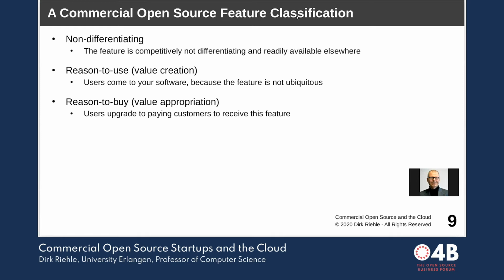To understand that challenge, I classify the features or the functionality of your software, of your product, into three categories. There's the non-differentiating stuff that everyone has and nobody cares about, except that it has to be there and work well, but it's not a reason for anything. Then there is the reason to use your software because it's a good software, so it's functionality that users come for. And then beyond reason to use, there are additional features that are a reason to buy, which means to go from use to buy.